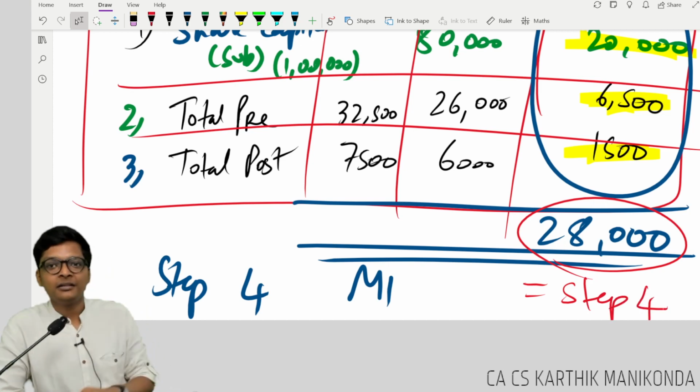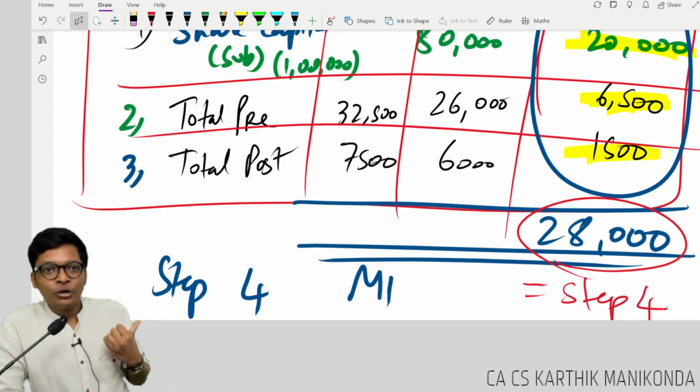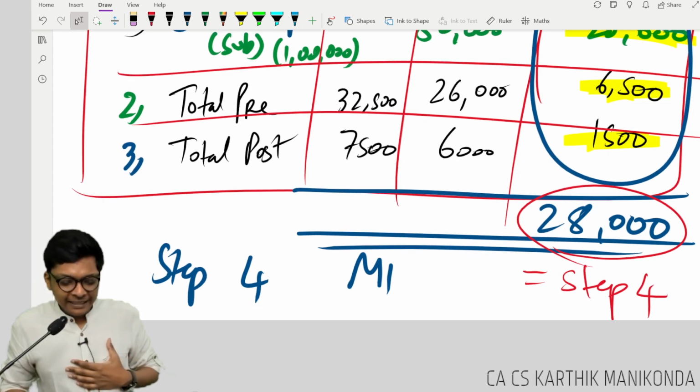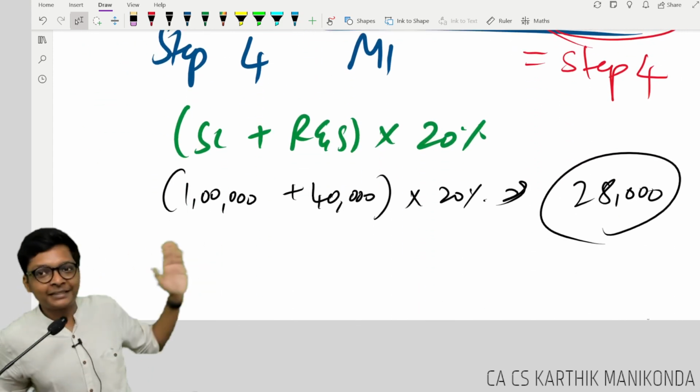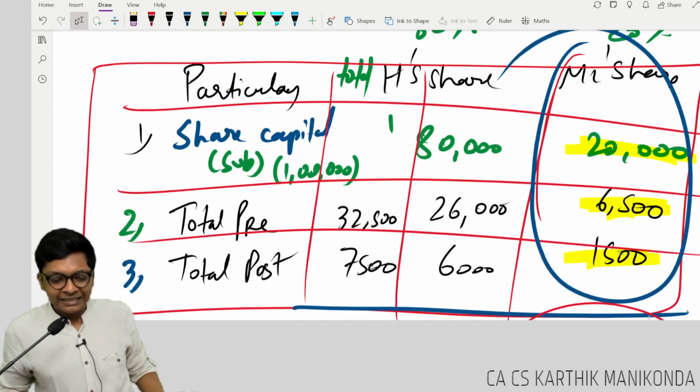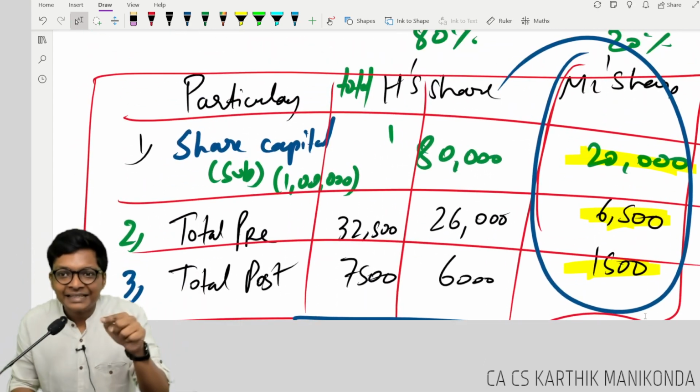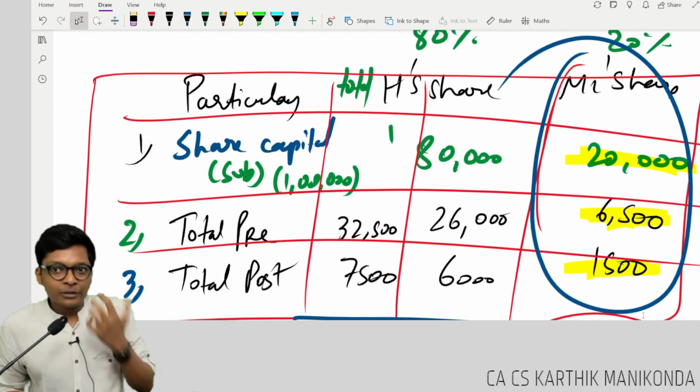Are you following? Correct? It is equal to step 4 minority interest. That means I don't have to do this separately. You can do this for cross checking. The answer is already there in this table. Are you following? Now you will get clarity.